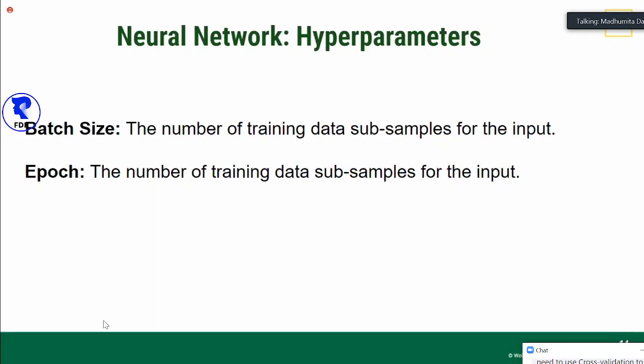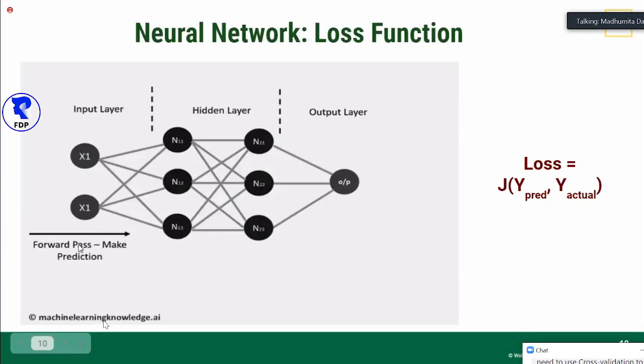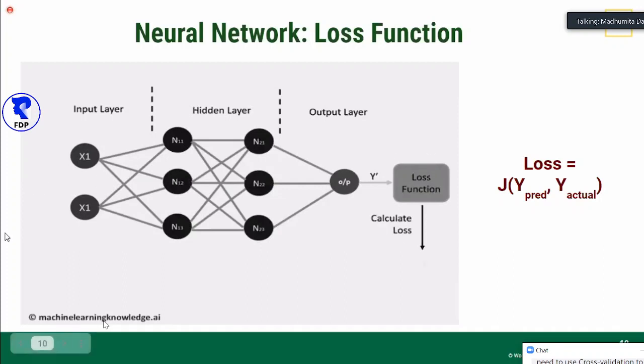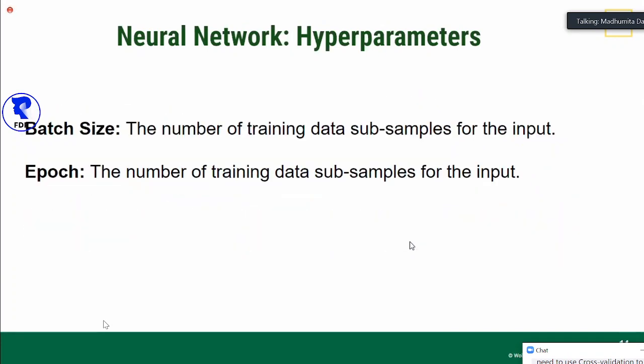The next thing is epoch. I mentioned that to learn, it makes one forward pass and then one back propagation. So that is one epoch, one iteration. If you say 50 epochs, then this forward and backward pass will happen 50 times. So your network will have 50 iterations to learn and minimize this loss function. That is what an epoch is.